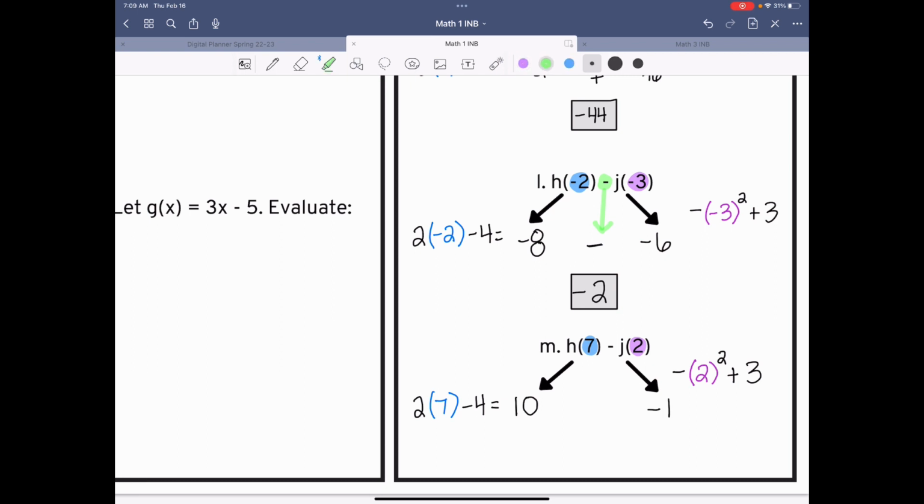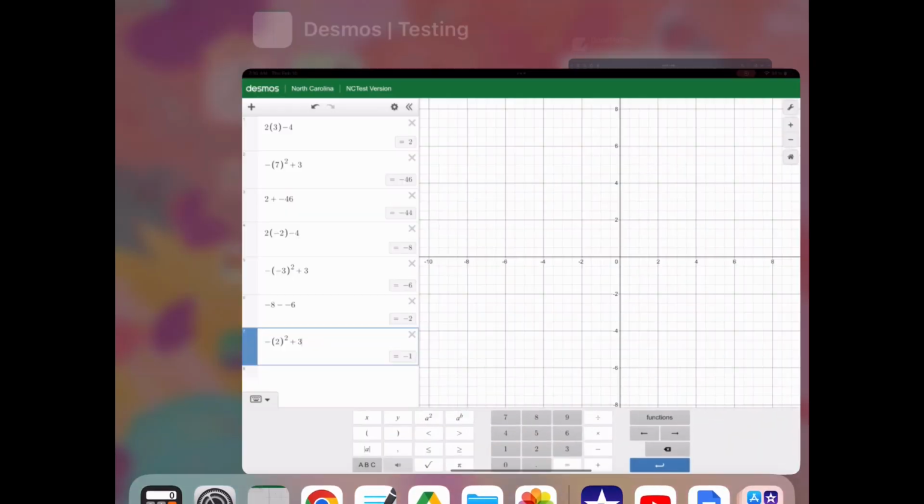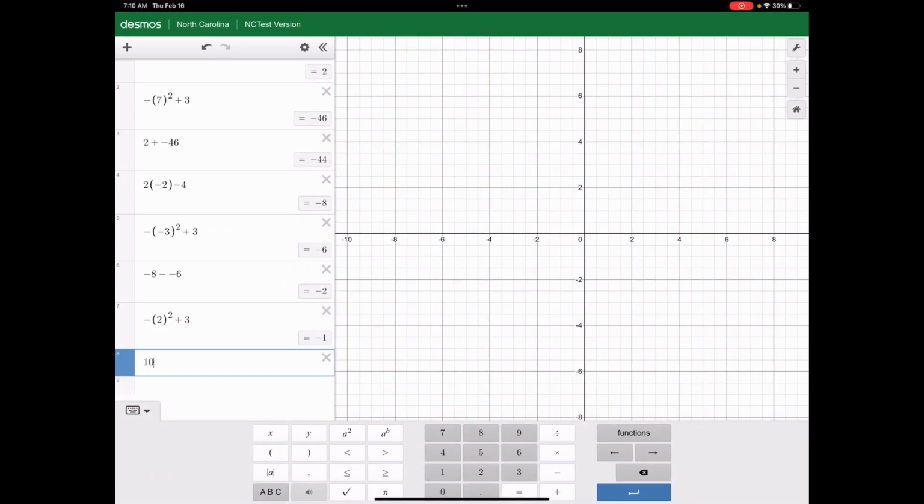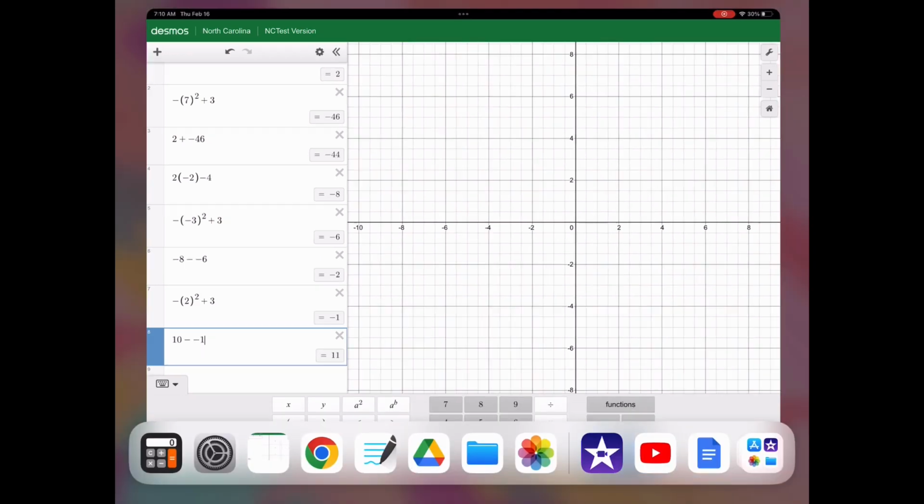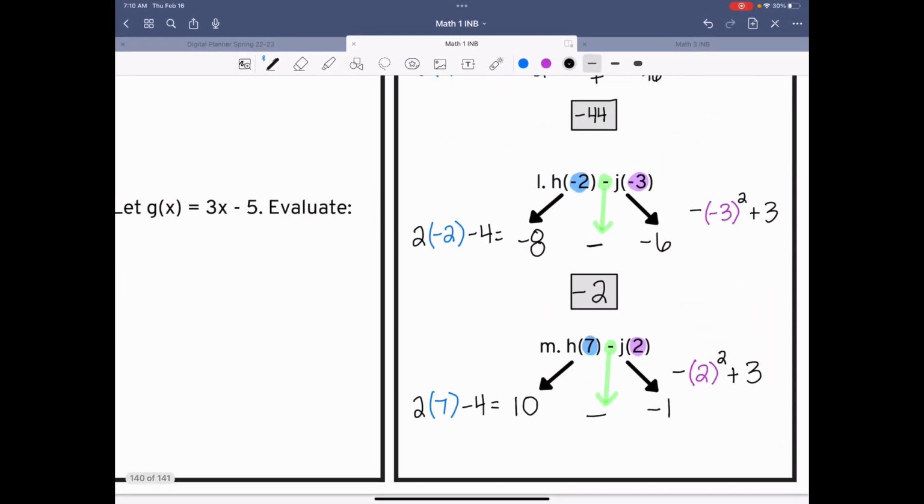Now for this one, we also have subtraction here. So if we bring that down, we're going to be saying 10 minus negative 1. So we're going to be doing 10 minus negative 1. So 10 minus negative 1, that's going to give me a final answer of 11.